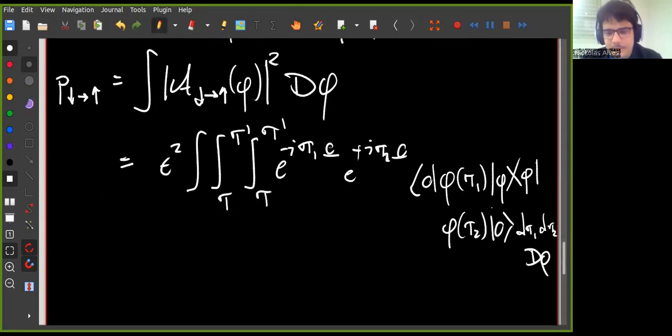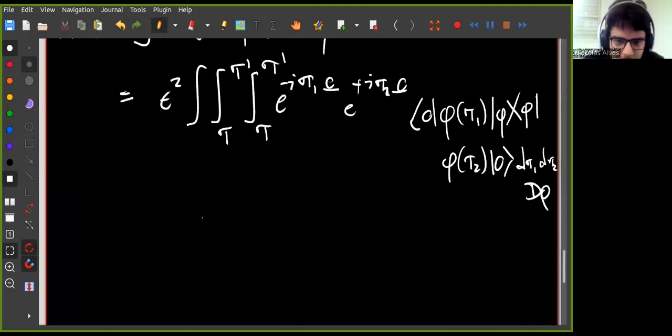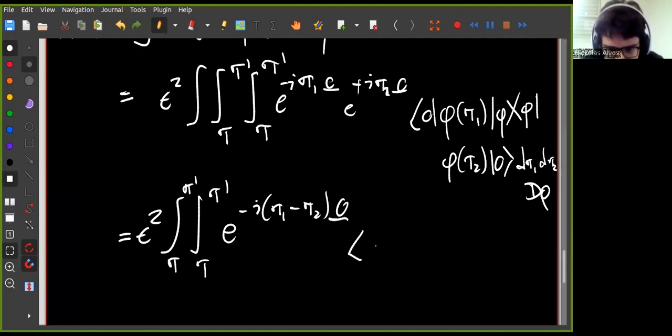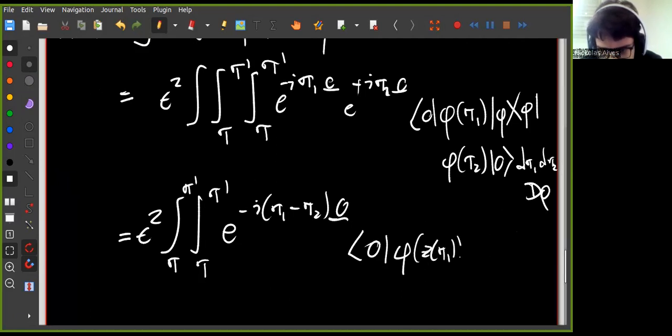Since we have a d phi and we have here this ket phi bra phi, we know that we can just write this as a resolution of the identity, and we get from tau to tau prime, from tau to tau prime, e to the minus i tau 1 minus tau 2 omega, and a 2-point function z of tau 1, z of tau 2 at the vacuum, d tau 1 d tau 2.